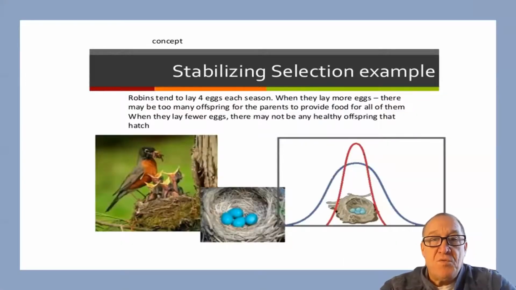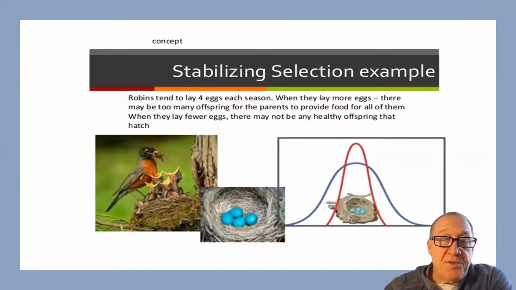So for example, robins usually will lay 4 eggs. Now, if they lay more than 4 eggs, keep in mind that when all of those eggs hatch, the robins have to somehow nurture, provide food, and provide protection for a much larger brood. And that actually is selected against, because it takes a tremendous amount of effort and energy to care for that many offspring. So what happens is oftentimes many of those offspring die.